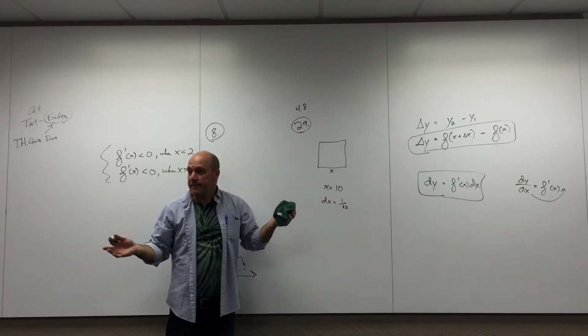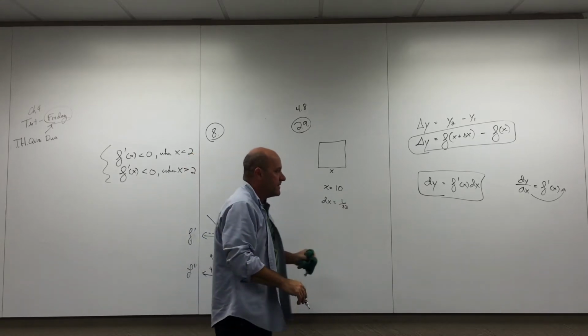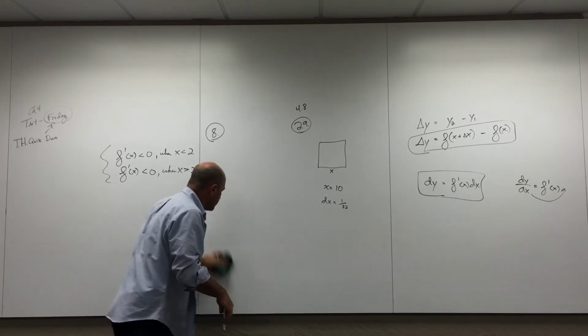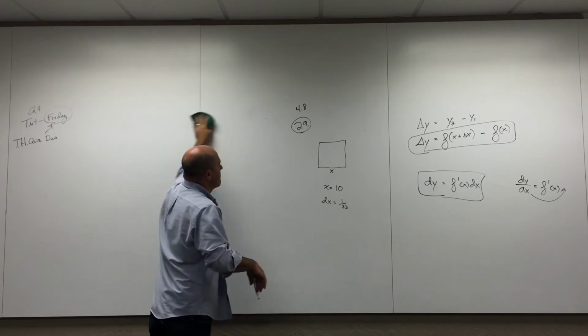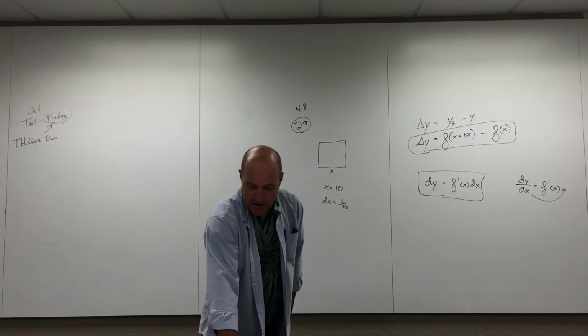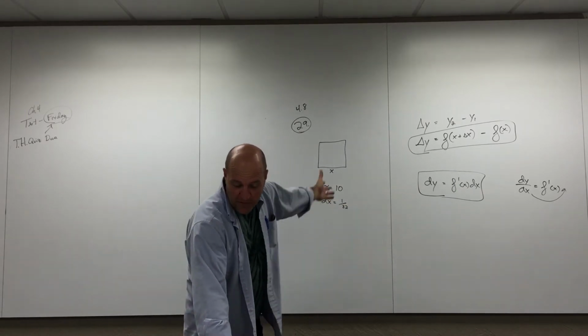Are you guys okay? And so the question is, the measurement of the side of a square is 10 inches, but it has a possible error of 1/32 of an inch.